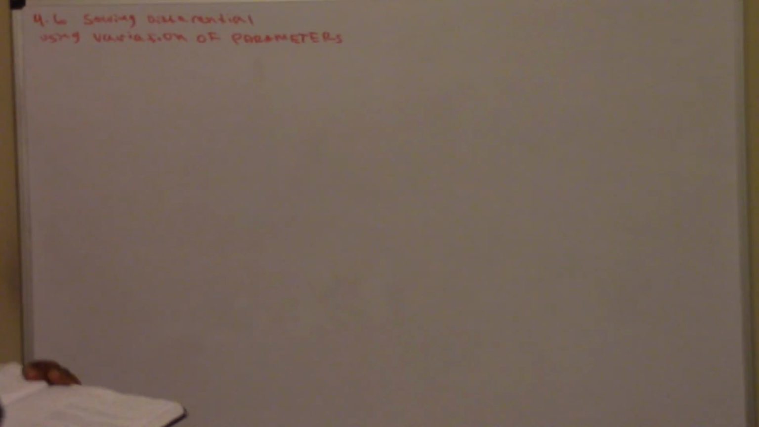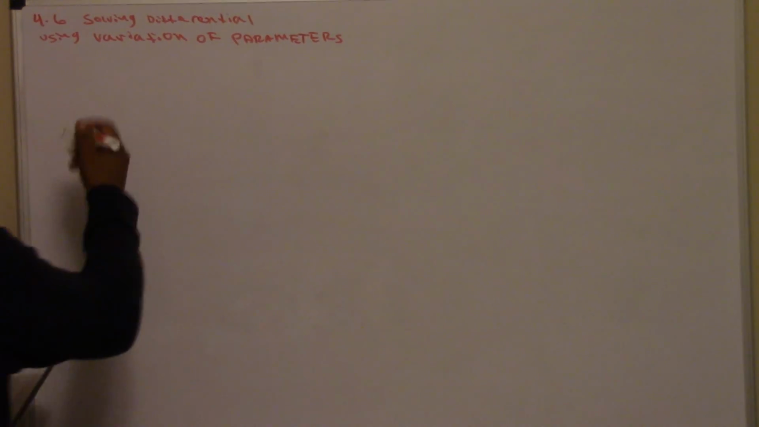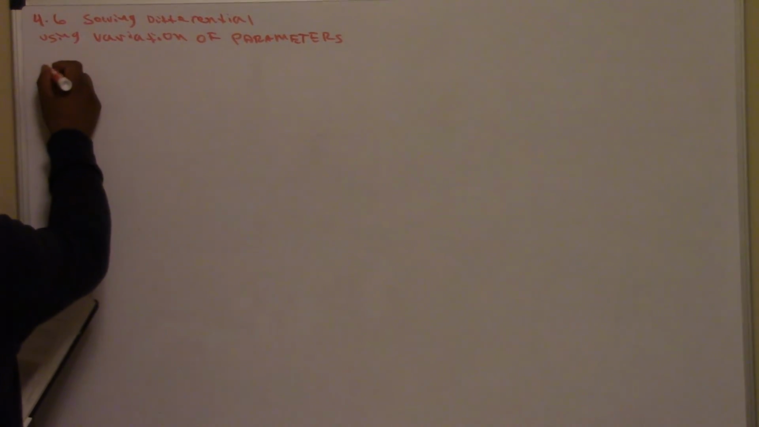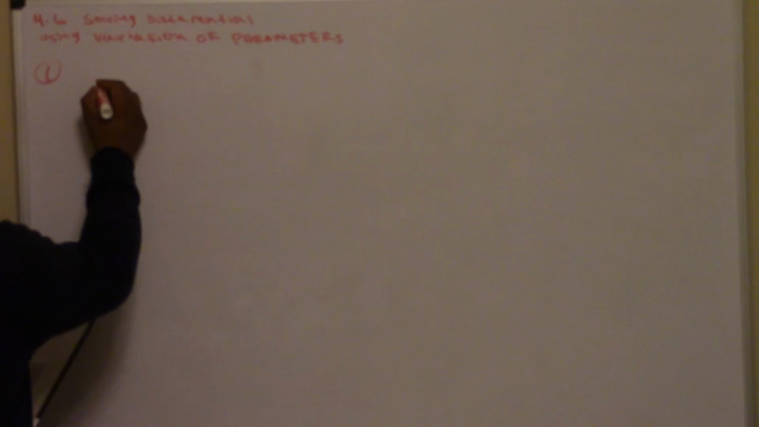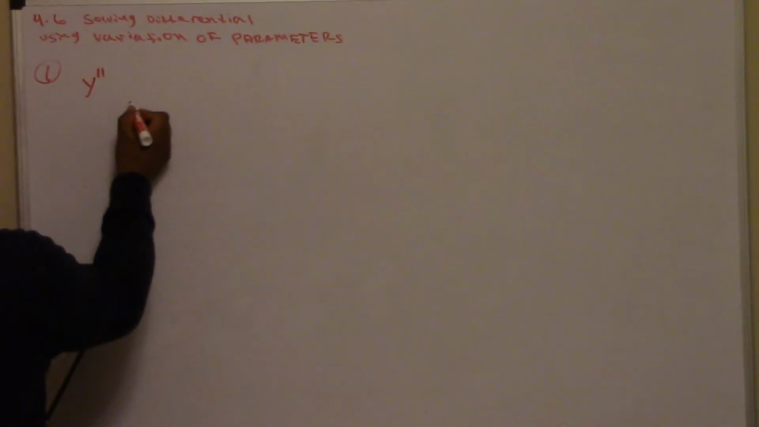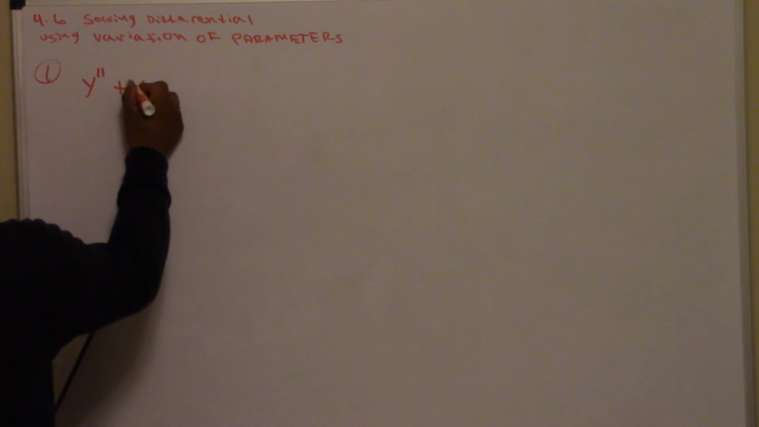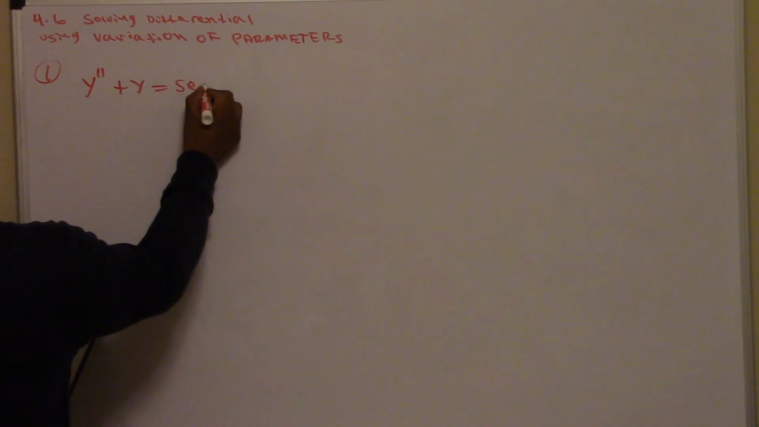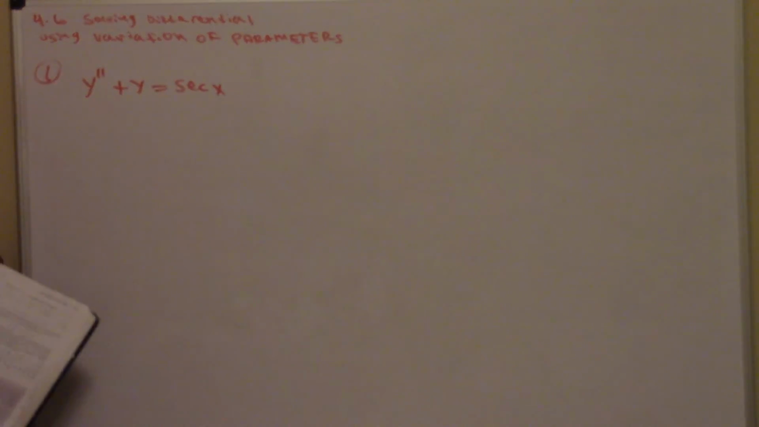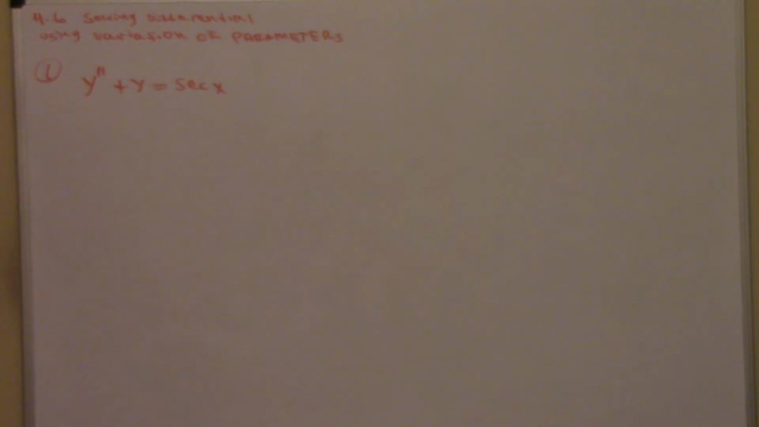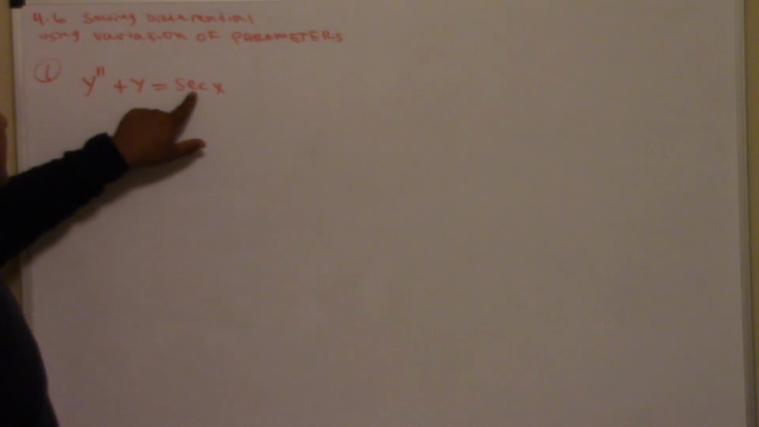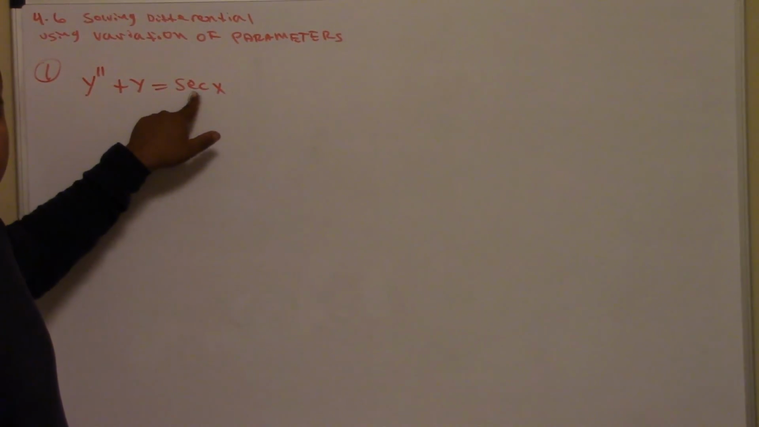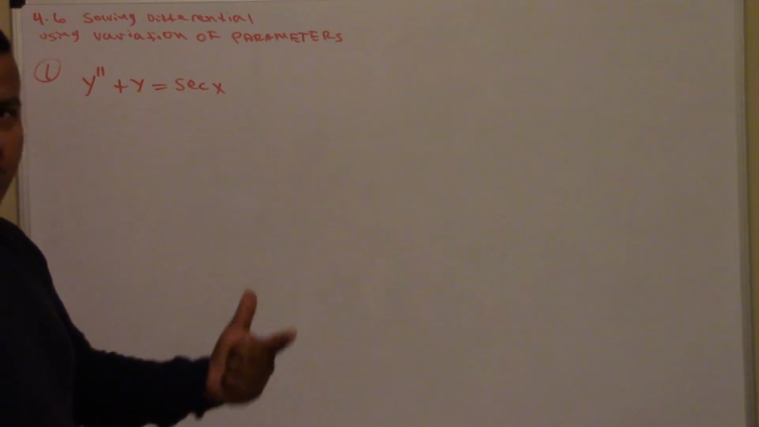So problem number 1 is y double prime plus y equals secant of x. Okay? So notice that the secant of x is f of x, the one that I was talking about, right?